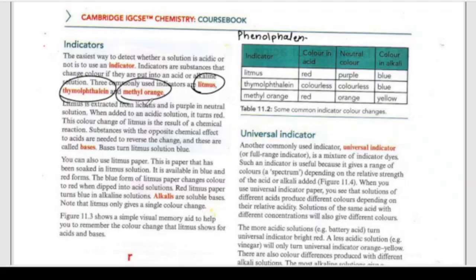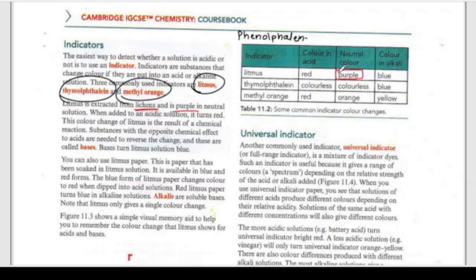So actually litmus is prepared from lichens or bryophytes. They are purple in color, like if you talk about the litmus solution, it is purple in color. Okay, so we need to know the color change, that is more than enough. When it comes to litmus solution, its neutral color is purple, okay, purple is the neutral color of the litmus solution.